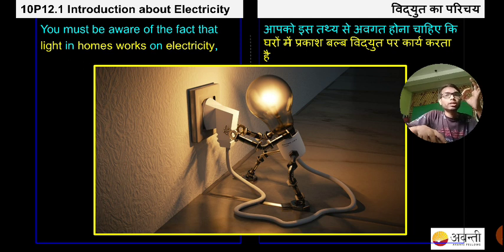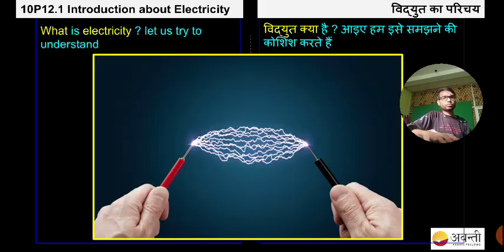Now you are aware that whatever we see, the glowing of light, the use of a computer, all this happens because of electricity. Now next, what is electricity? We still have this question. What exactly is the meaning of electricity? Let us try to understand.